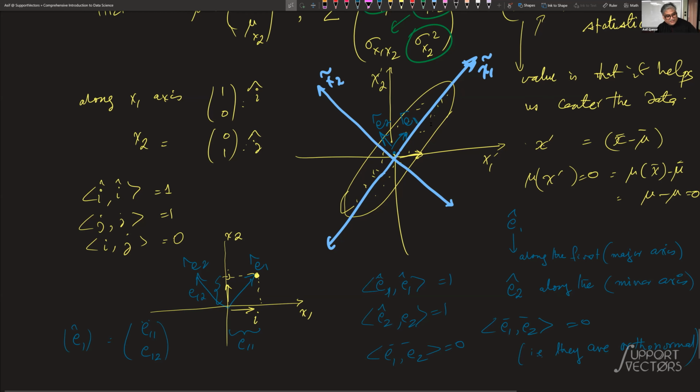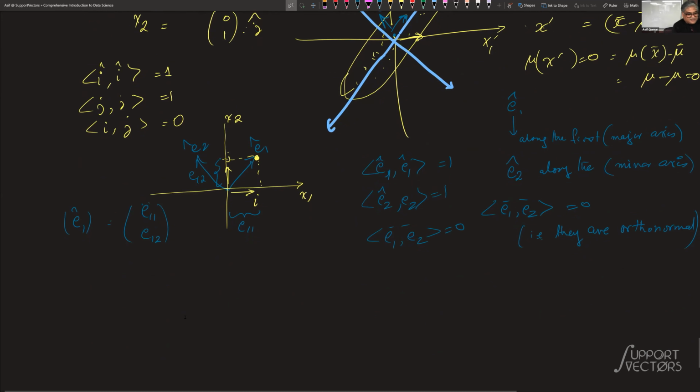Likewise, I can represent E2 as E21, E22, some values. I won't draw E2 fully here, but you can assume that it also has some values. Suppose this is E2. This one is E21, and this one is E22. So far, so good, guys?